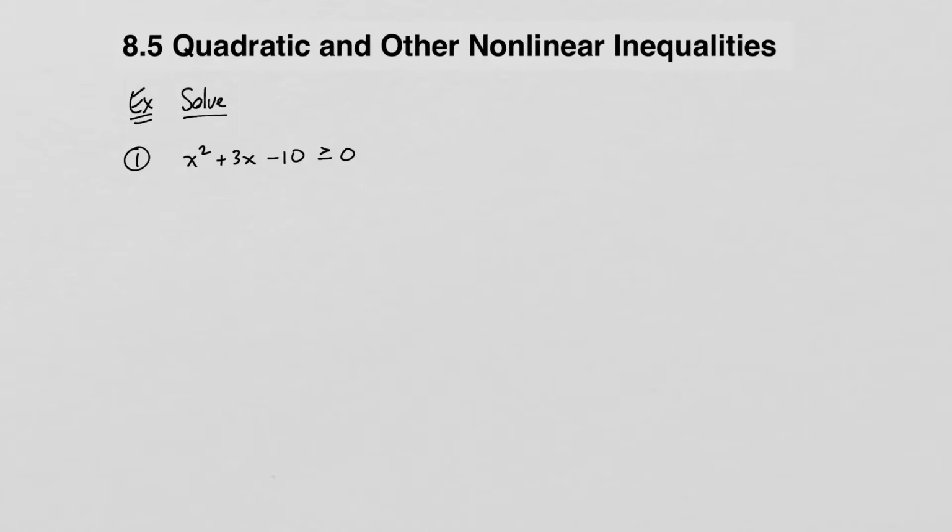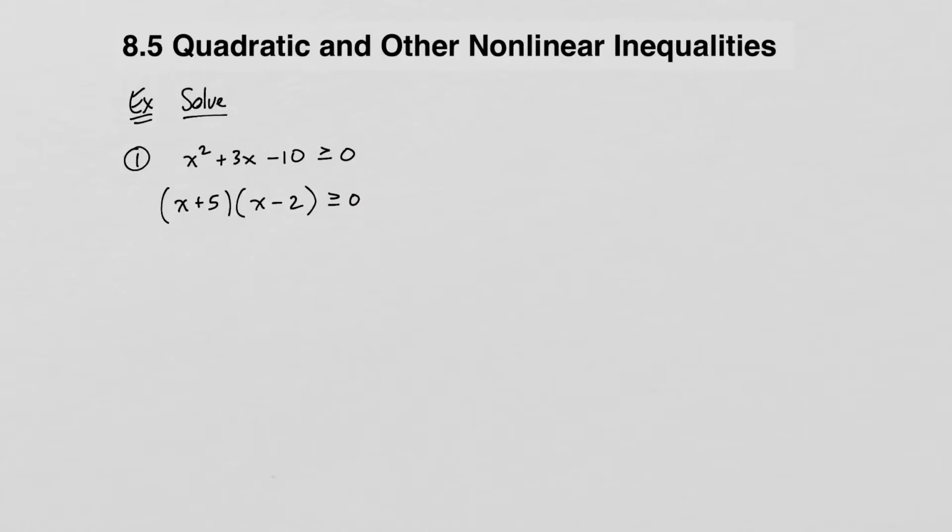So the first thing I'm going to do here is factor the left-hand side, which we should know is x plus 5 times x minus 2, and we want to know when this is greater than or equal to 0. A key point I want to make here is that you need to have 0 on the other side, just like you do with a quadratic equation.